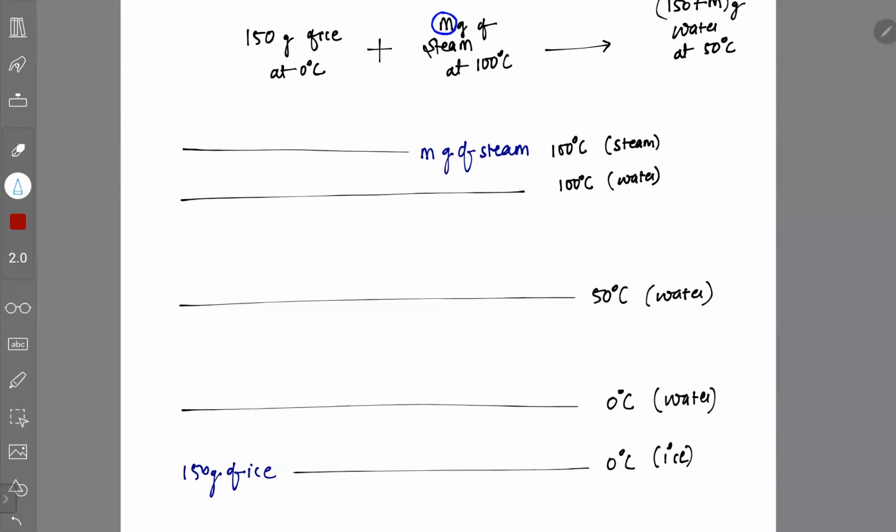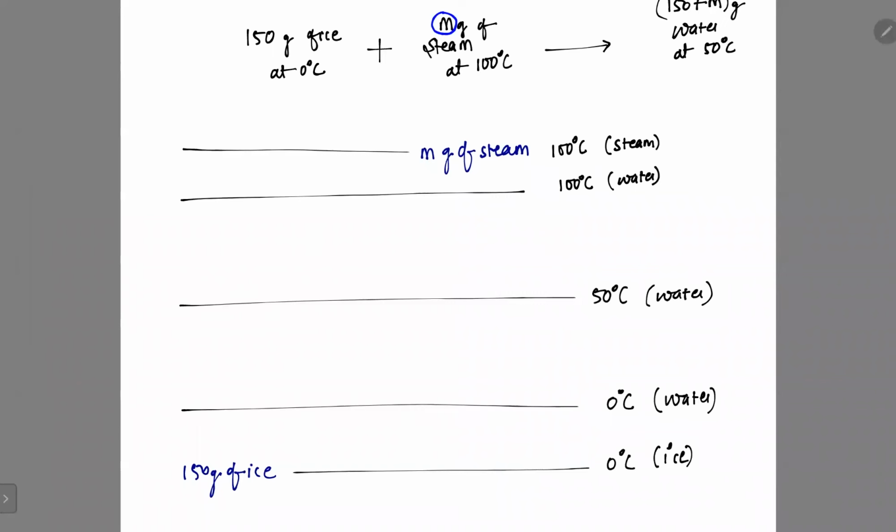Now, let me tell you, in this case, don't you think steam will release heat and ice will absorb heat? Agree? Steam will release heat and ice will absorb heat. Now, if steam is releasing heat, will its temperature come down or go up? Come down. So down, don't you think?